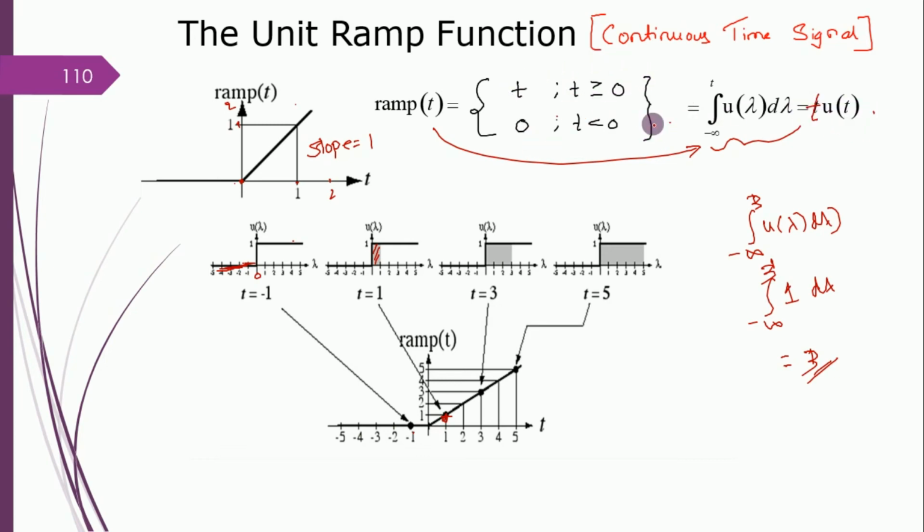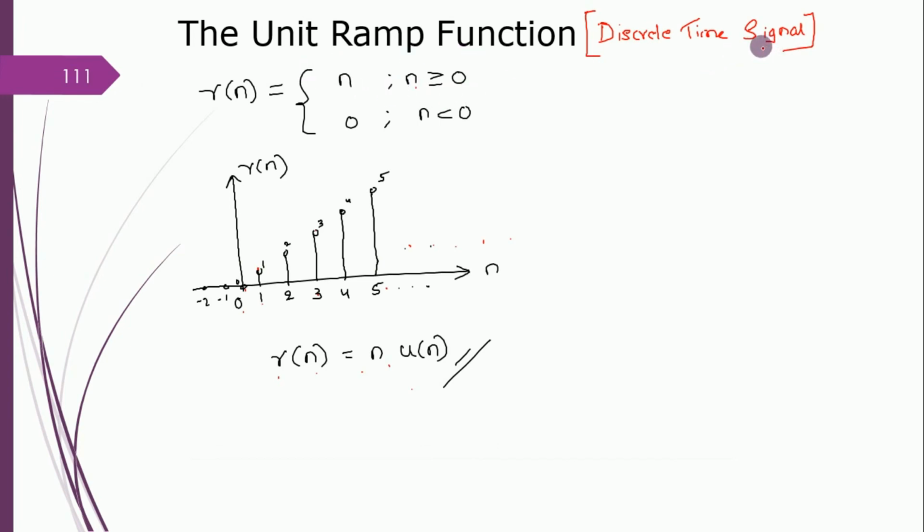Both mean the same. Now, the unit ramp function in discrete time looks like this. r of n is given by n for any value n greater than or equal to 0, and 0 for n less than 0. For n equal to 0, amplitude is 0. For n equal to 1, amplitude is 1, 2 for 2, 3 for 3, 4 for 4, 5 for 5. And for the negative axis, it will be 0.